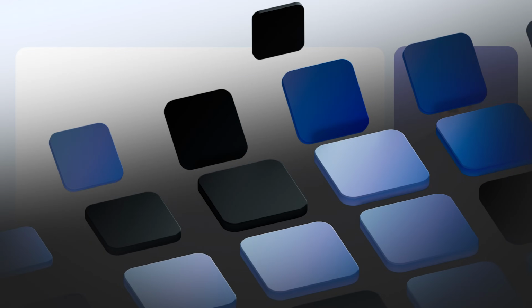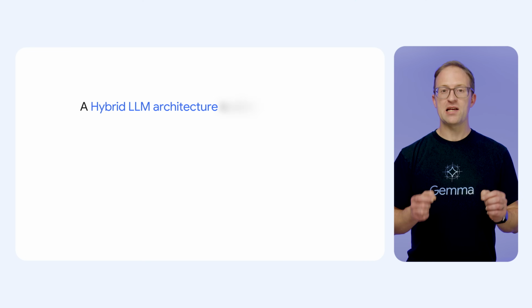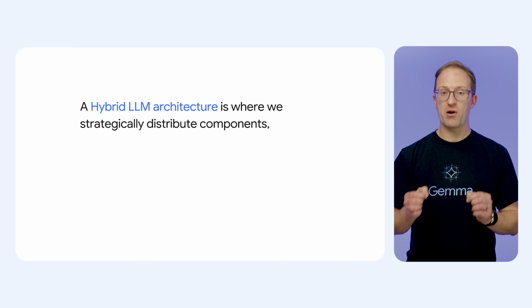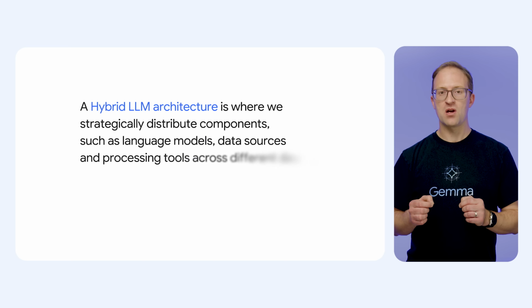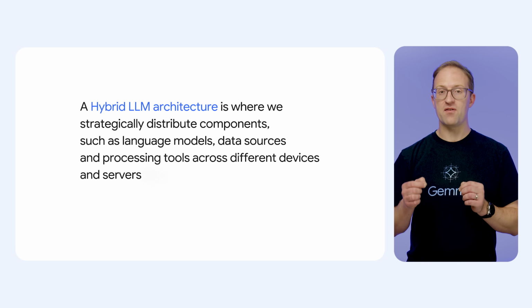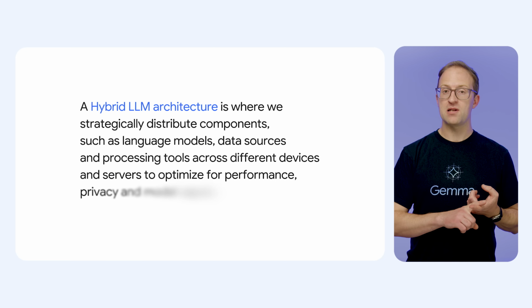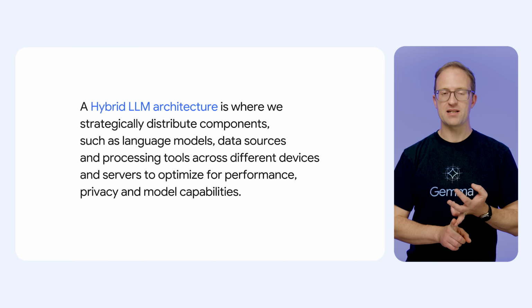So before we dive in, let's all get on the same page. There are a few things we could mean by a hybrid LLM architecture. So here's the definition that I'm going to use. A hybrid LLM architecture is where we strategically distribute components such as language models, data sources, and processing tools across different devices and servers to optimize for performance, privacy, and model capabilities.